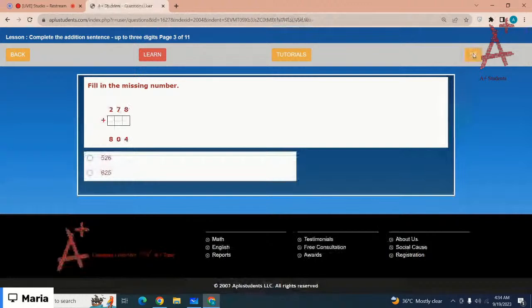Okay, find the missing number. 278 plus missing number equals 804. So which is the correct option? You have to subtract 278 out of the, you have to do 804 minus 278, right?